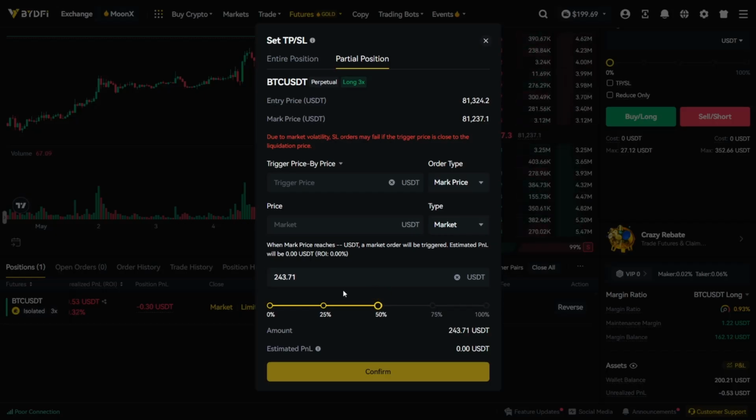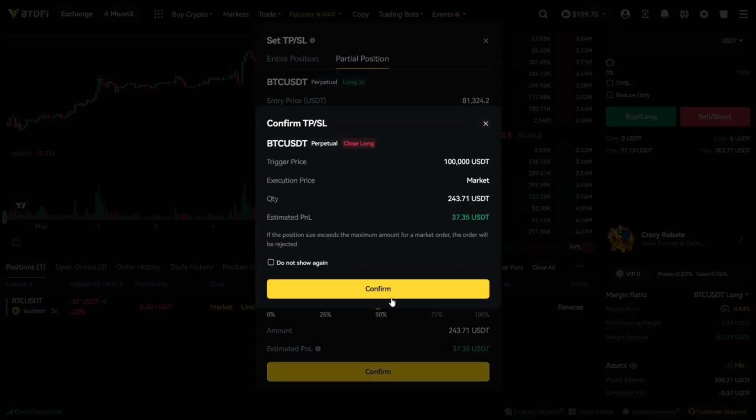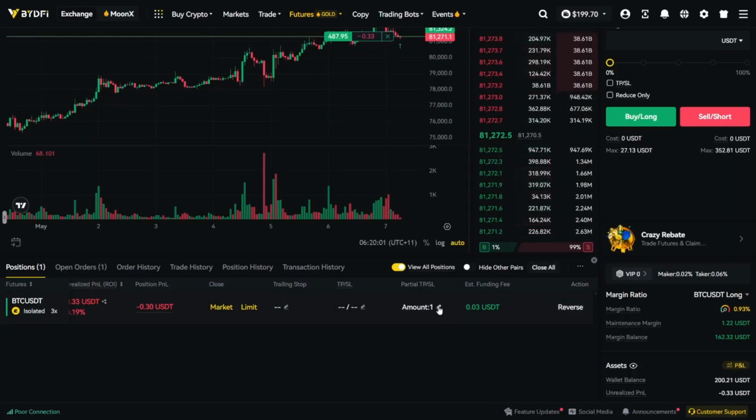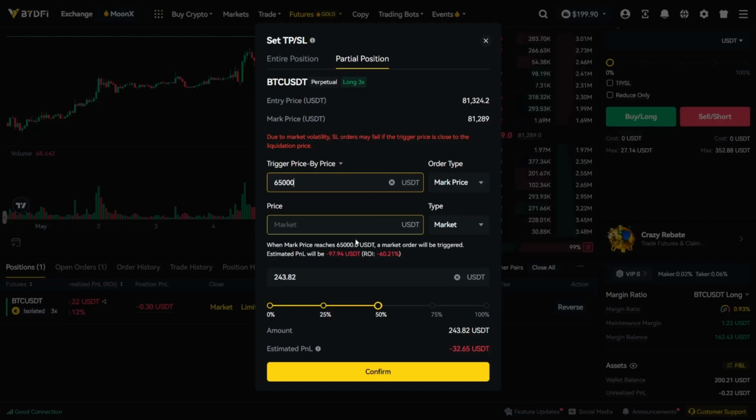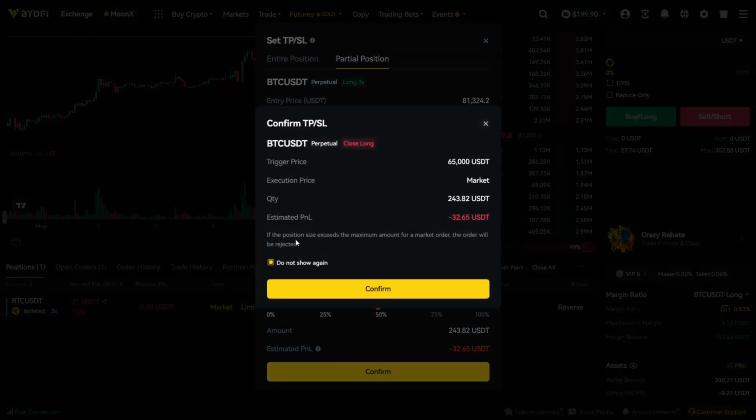our second. So for our first take profit, I'll be happy to sell 50% of my position if Bitcoin hits 100,000, and we can confirm this order. Now for our stop loss, we can click add more, again doing half of our position. 50%. And I want to cut my losses if Bitcoin goes past 65,000. Again, selling half of my position. And we can confirm this order. We're going to click do not show again so this doesn't keep on popping up.